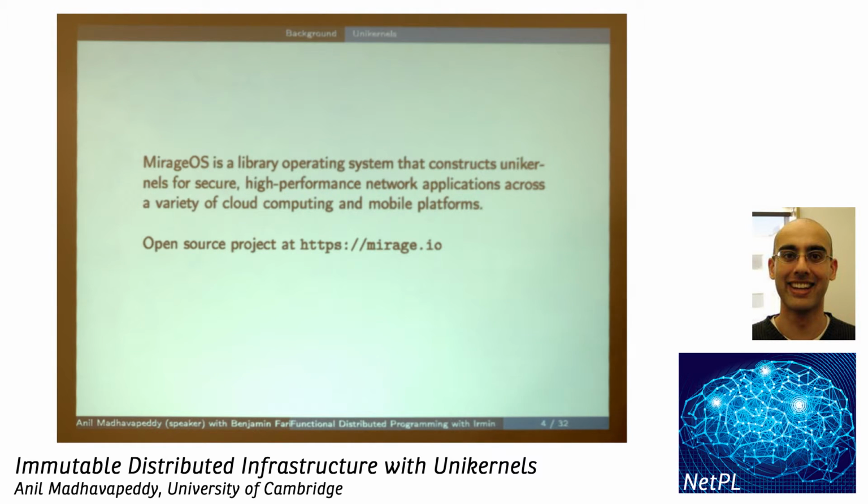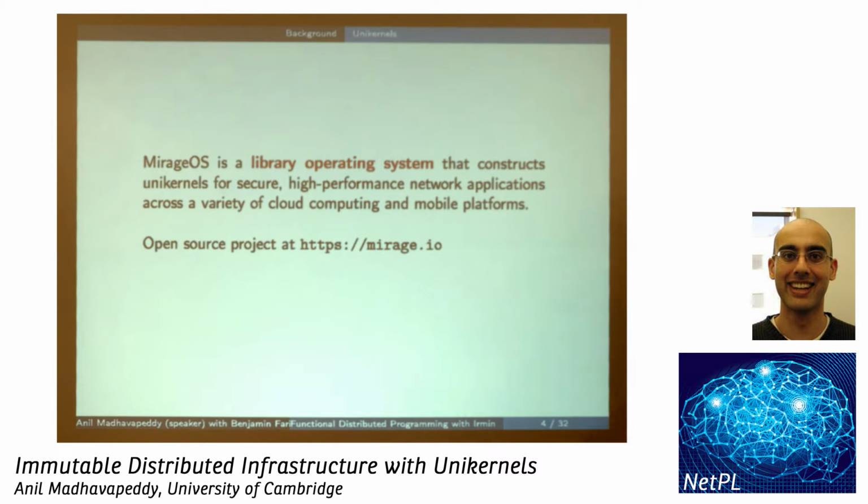So it's a library operating system that constructs unikernels, which are very specialized virtual machines that are a single address space operating system that run directly on the bare metal. So what is a library OS? Who knows what a libOS is here? Okay, yeah, about half the room.